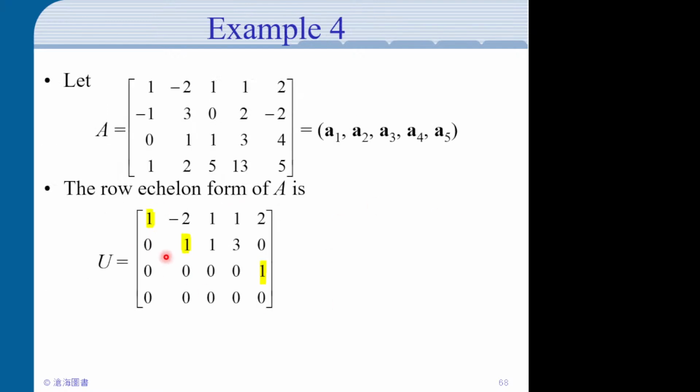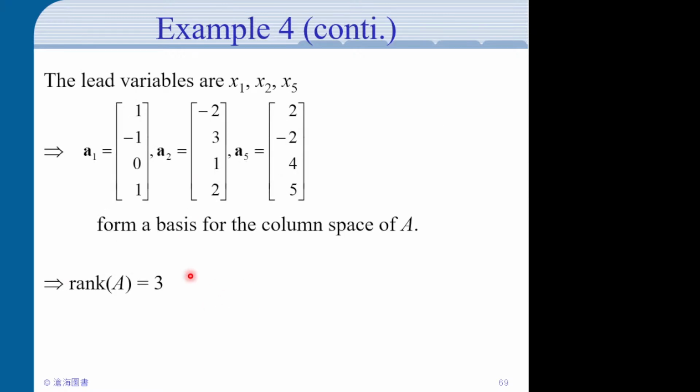And we know the columns are linearly dependent because we have 2 free variables here. So 1, 2, 5, and they form a basis for the column space of A, and then we know the rank of A is equal to 3. Any question?